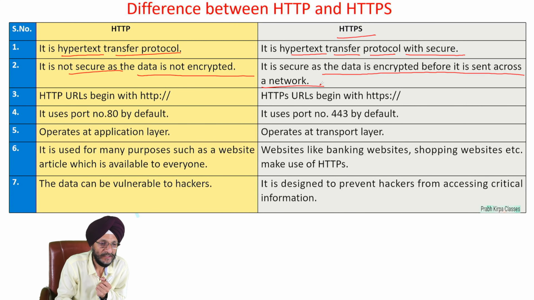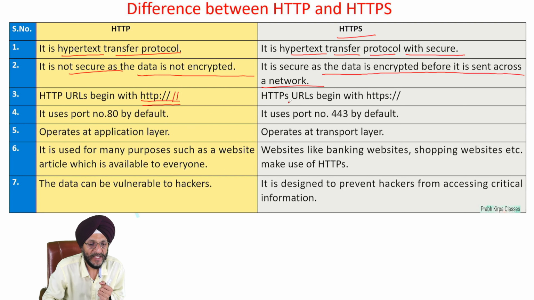HTTP URLs begin with http colon two slash. HTTPS URLs begin with https colon two slash. HTTP uses port number 80 by default. HTTPS uses port number 443 by default.